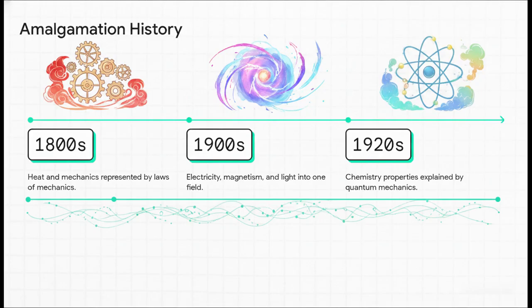Then came this massive breakthrough. Electricity, magnetism, and light, they aren't different things at all. They are literally just different aspects of the exact same electromagnetic field. And eventually, all the different rules of chemistry were beautifully amalgamated through the quantum mechanics of atoms.